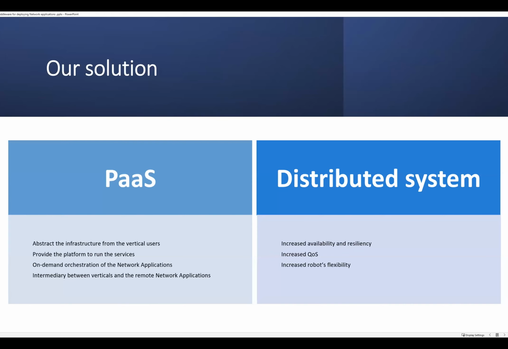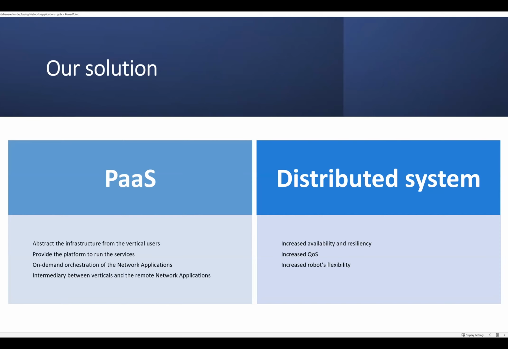So what is exactly our solution? Our solution is a platform as a service that abstracts the infrastructure from the vertical users to allow them to provide the platform to run the services that are deployed on demand with all the complexity shifted away from them. This allows us to create the intermediary between the vertical applications, that could be a robot but not only a robot, and the remote network applications that will be providing the compute-intensive operations to these vertical applications.